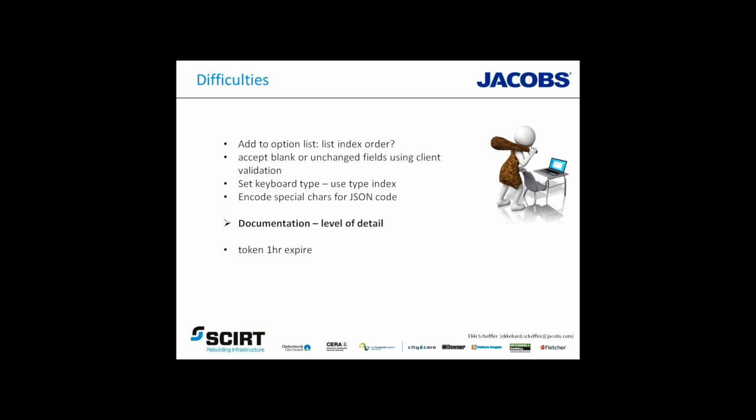A few other things, like setting the keyboard type, weren't very greatly documented on the website. It only lists all the different types of keyboards, but not what the ID is of those ones, because you have to tell the API what the ID of the keyboard type is. Things like that, encoding JSON characters. When you create your JSON code, you need to make sure that all the special characters that JSON doesn't like straight out are encoded for JSON, otherwise it falls over.